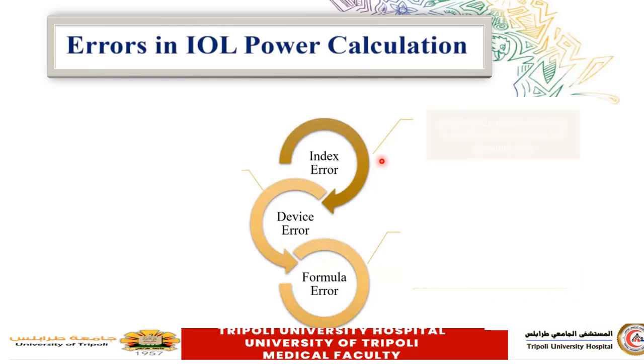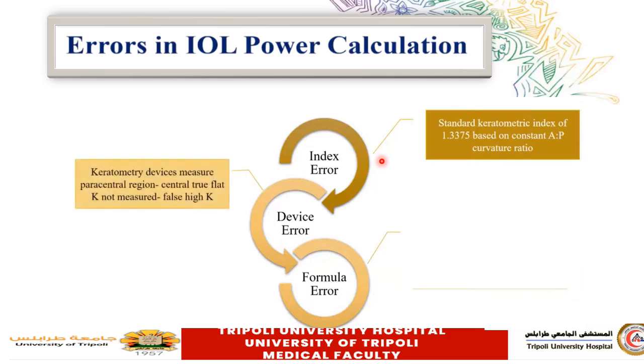Another thing is the device error. By device error, I mean that normal keratometry, manual or automated, measures a ring between 2.5 and 3.2 millimeters. So it doesn't measure the central 1 to 1.5 millimeter, which is the location of the most flattening after LASIK or radial keratotomy. The simple keratometric reading does not represent the central point of the cornea, which is the source of flattening in LASIK and radial keratotomy.